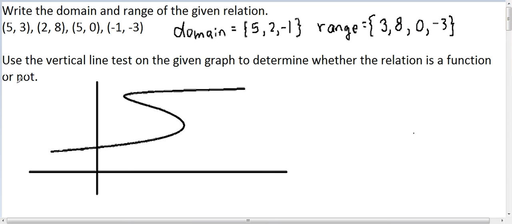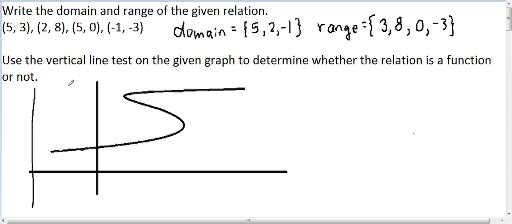Next, we have to use the vertical line test on the given graph to determine whether the relation is a function or not. So let's start drawing vertical lines. If we draw a vertical line here, then the line doesn't intersect the graph at all. So this line passes the test.